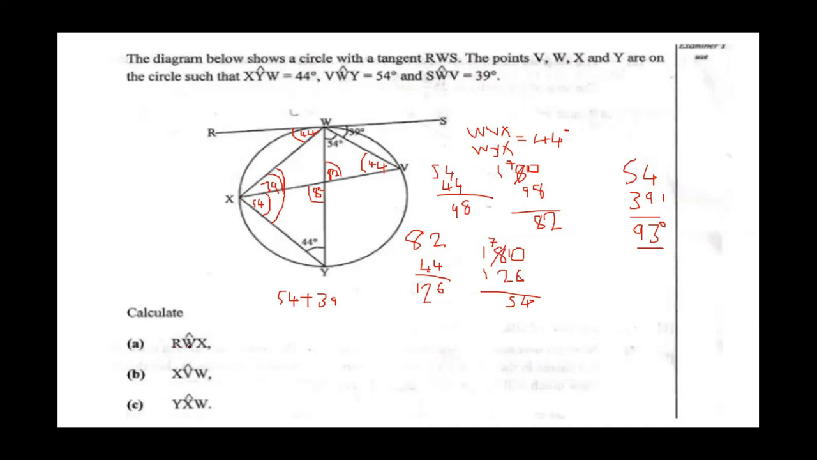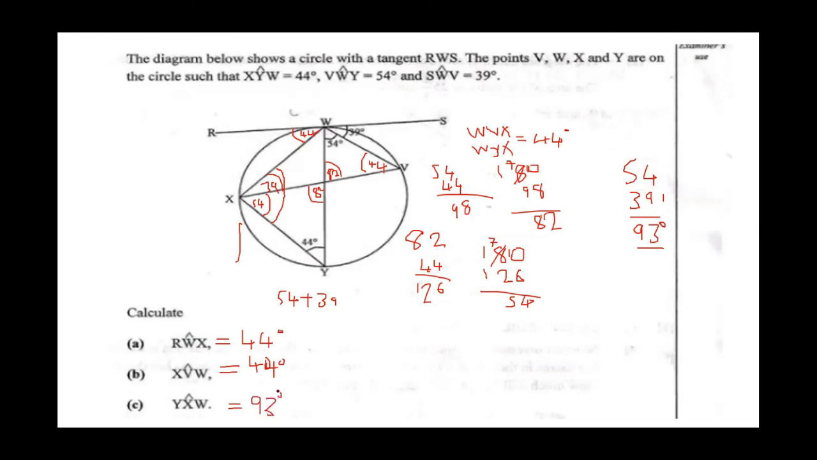So we have RWX. So RWX, this one is simply equal to 44 degrees. Okay, then XVW is also 44 degrees. Then we have the last one here, which is 93 degrees.